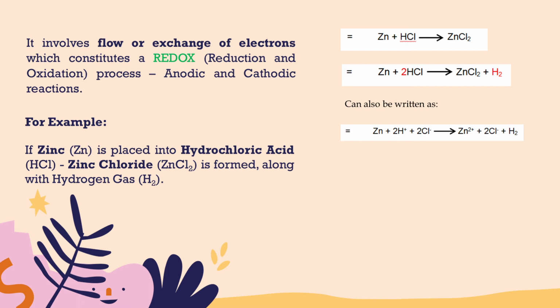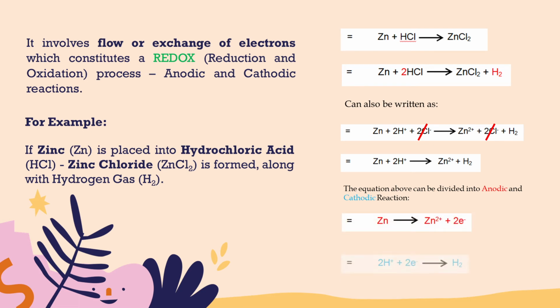Since 2Cl is located on both sides of the equation, we can cancel it out. Then this will be our final balanced equation. From this equation, we can now identify the anodic and cathodic reactions. This is the anodic reaction. And this is the cathodic reaction.